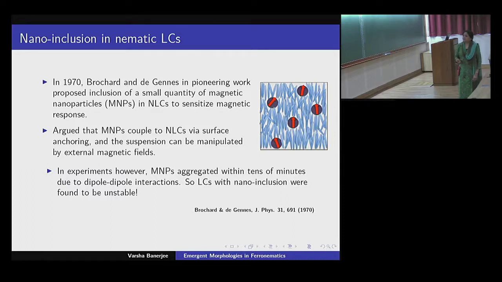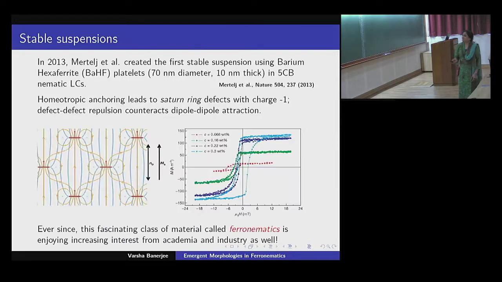In experiments, however, it was found that the magnetic nanoparticles aggregate within tens of minutes due to dipole-dipole interactions. So liquid crystals with nano-inclusions were found to be unstable and just remained a theoretical construct. But recently, in 2013, the Slovenian group of Alenka Mertelj created the first stable suspension using barium hexaferrite platelets in nematic liquid crystals.